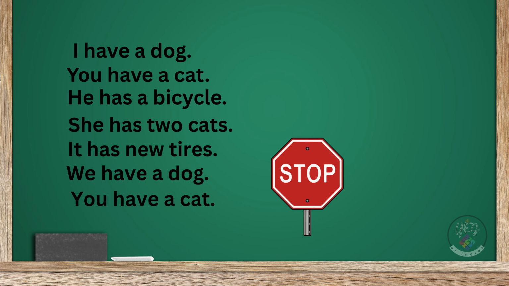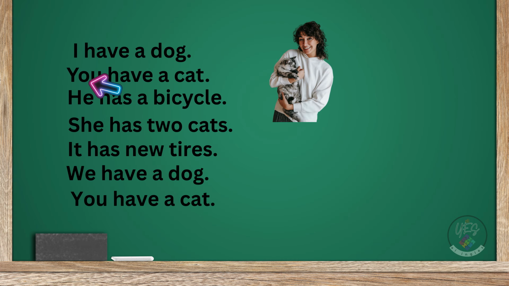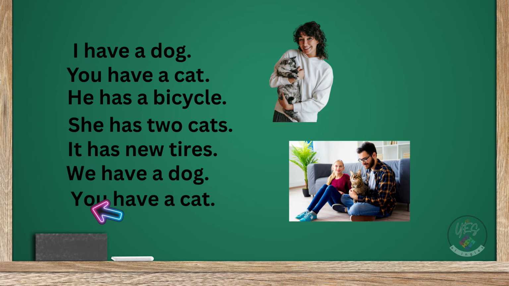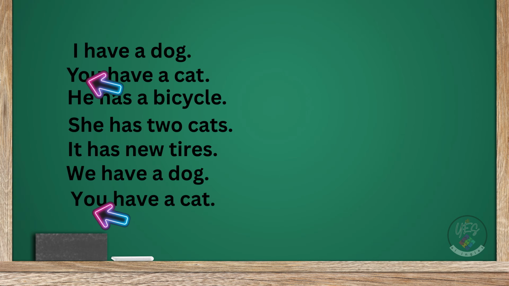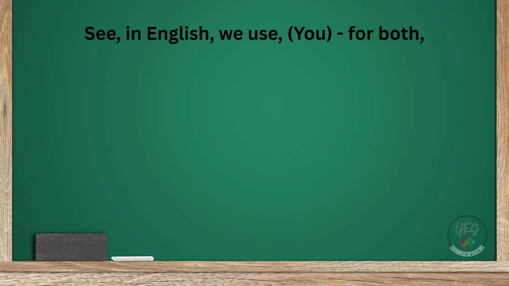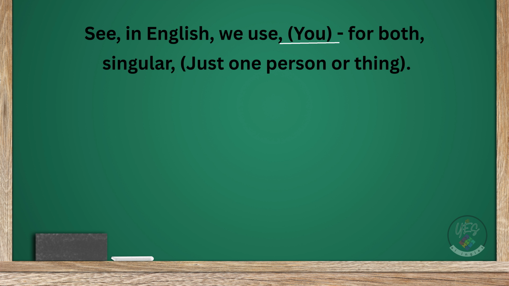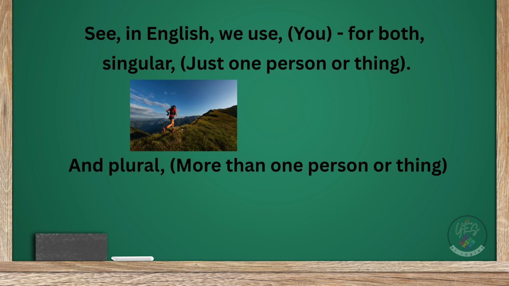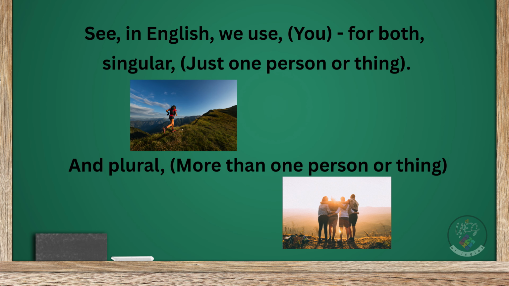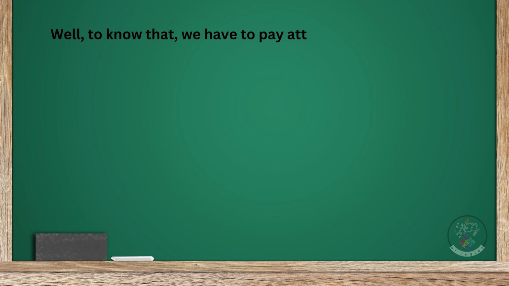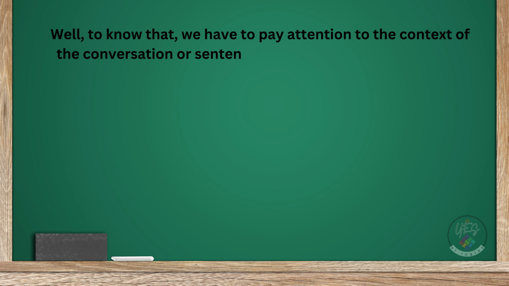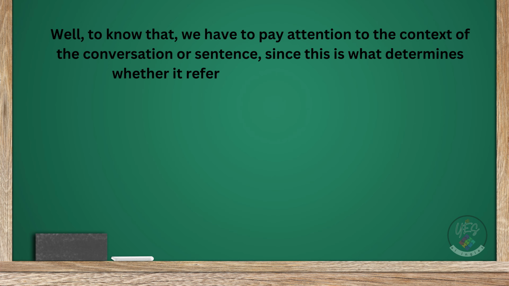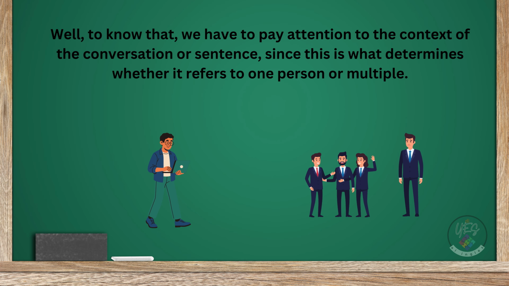Okay, let's stop here for a little bit and go over the you in our first example and you in this last example, so we can help those who are not familiar with it to understand the difference between them. See, in English, we use you for both singular, just one person or thing, and plural, more than one person or thing. But how do we know when it is referring to one person or multiple people? Well, to know that, we have to pay attention to the context of the conversation or sentence, since this is what determines whether it refers to one person or multiple.